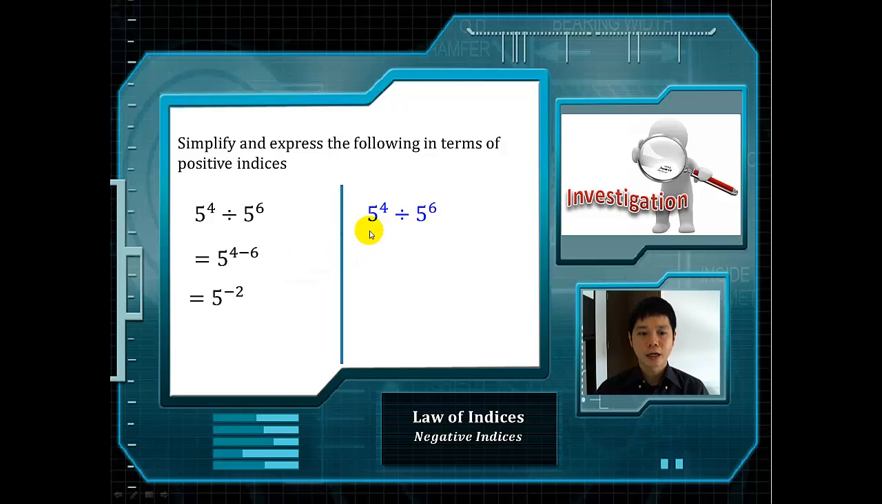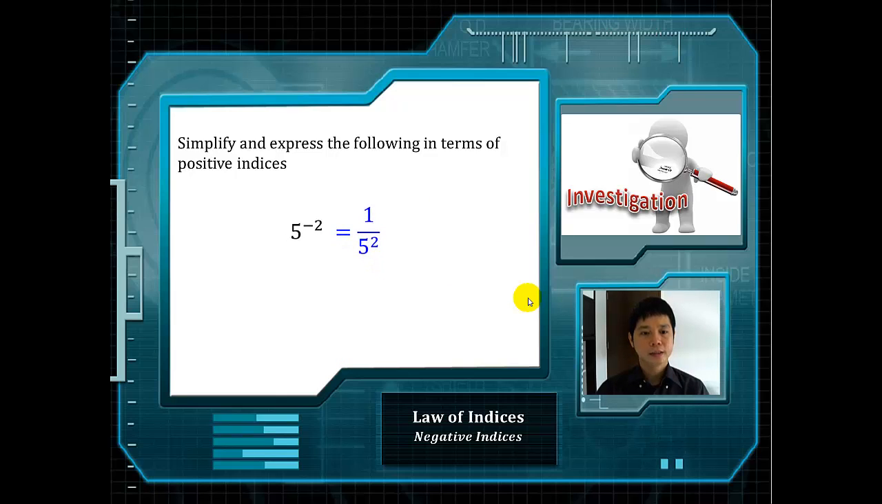Now if we do a direct calculation, it will look like this. If we cancel out the common terms, we will get 1 over 5 to the power of 2. Hence, 5 to the power of negative 2 is the same as writing 1 over 5 to the power of 2. Next, we'll see 2 more examples.